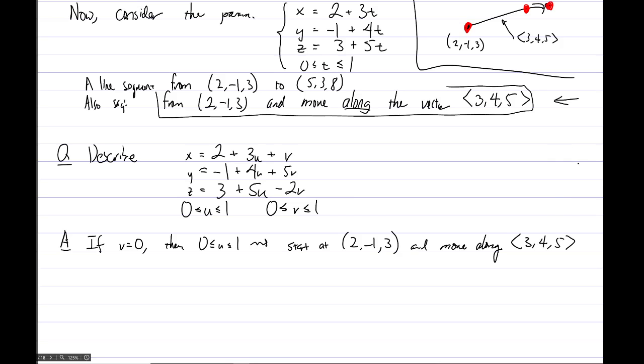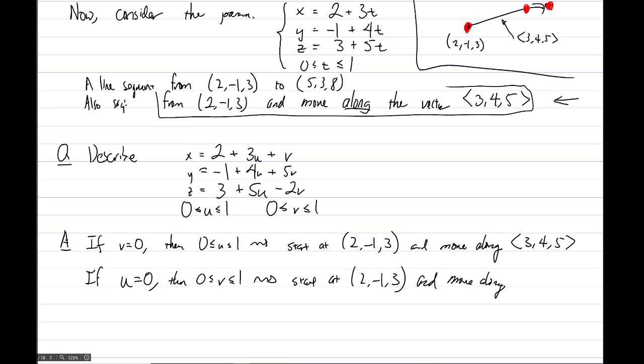Okay, but now let's think about the following. What if u is equal to 0 now? So instead of fixing v equal to 0, let's let v vary and let u be fixed to 0. Then, as v takes on values between 0 and 1, we start again at the point (2, -1, 3). But now we move along, well, what vector? Can you see it? Based on the information we have, shouldn't it be (1, 5, -2)? Right, based on the coefficients of v.